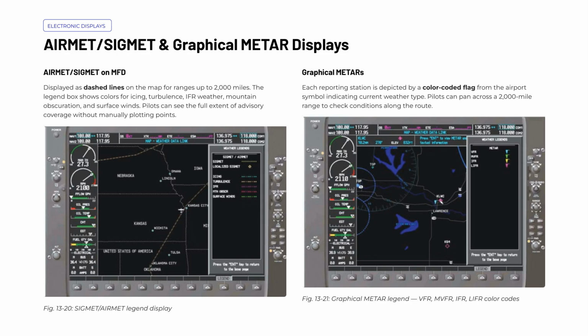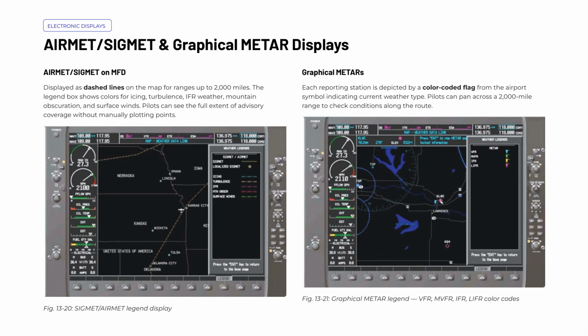A color-coded legend box identifies each hazard category at a glance, including icing, turbulence, IFR conditions, mountain obscuration, and surface winds. This eliminates the need to manually plot advisory boundaries from a textual description, allowing pilots to immediately see where hazards exist relative to their route.